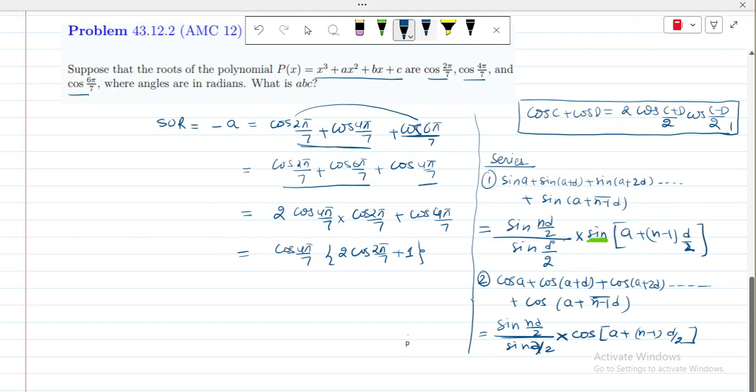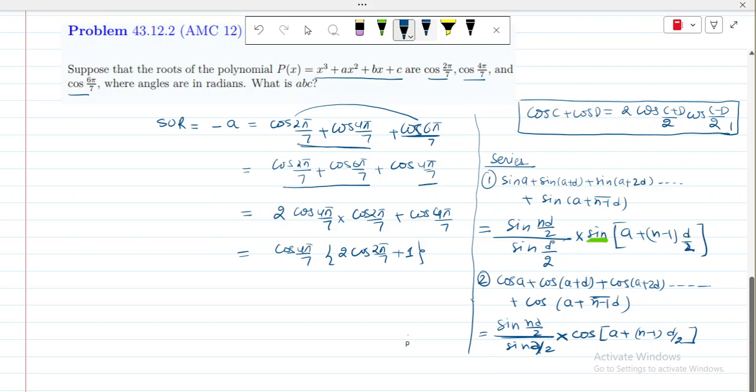So if you apply that formula, A is what here? A is 2 pi over 7, the first term, and D is what? Also you are adding 2 pi by 7, है ना? Okay. So the number of terms is 3. Your answer will become sine 3 multiplied by d by 2. So 2 pi by 7 by 2, I think it becomes like 14, no? Divided by sine d by 2. So it becomes pi over 7. Correct?